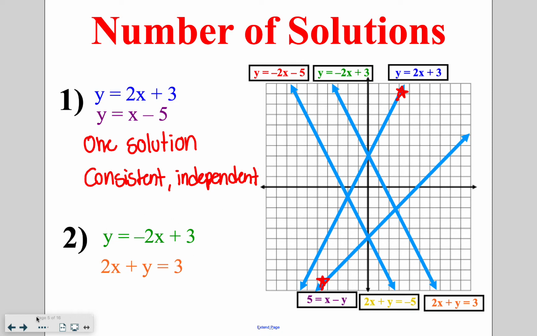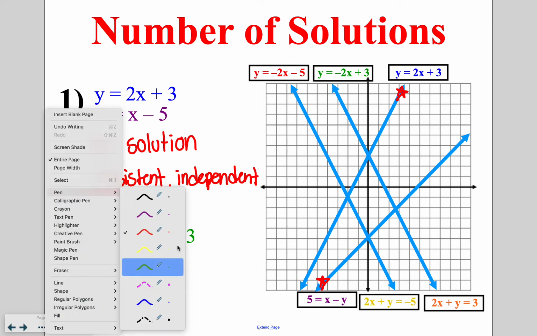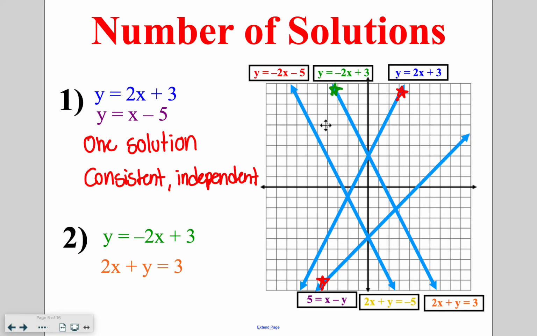If I look at this next pair, so the green equation, this one right here, and the orange equation, this one down here, you'll notice that it is the same line with two different equations. So it's the same line with the equation in two different formats. This means that every single point that answers the first equation is also going to answer the second equation. So this is where we get to infinitely many solutions.